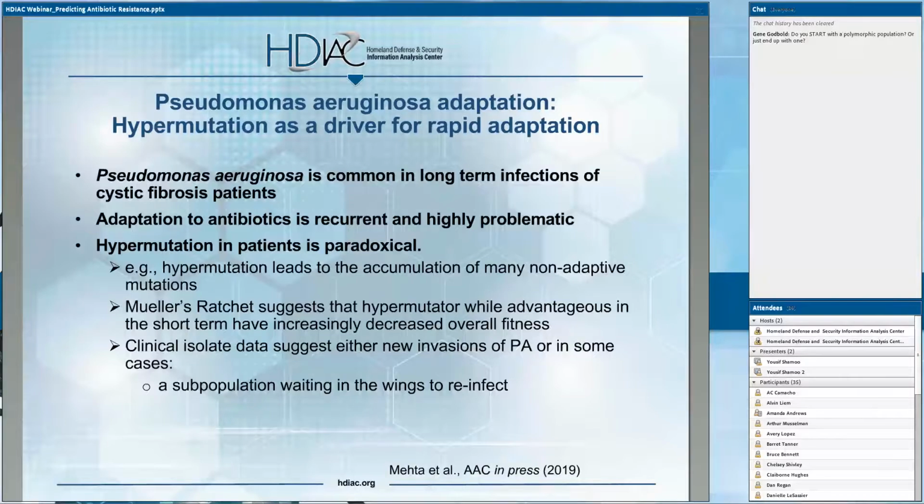Yes, you're becoming resistant really rapidly, but once the drug is removed, you would expect that your fitness would be really bad because you accumulate all these other mutations. And one of the things that people observe a lot in the clinical community is that Pseudomonas infections recur with great frequency. So you can treat them for a while, you can put them into remission for a while, and then they tend to come back and reinfect the patient quite aggressively. So we were interested in that phenomenon, whether hypermutation could help explain the formation of subpopulations that could help invade the host, in this case the patient.